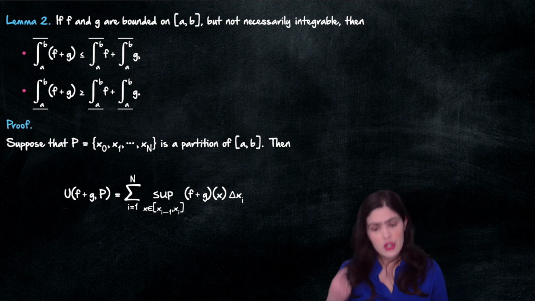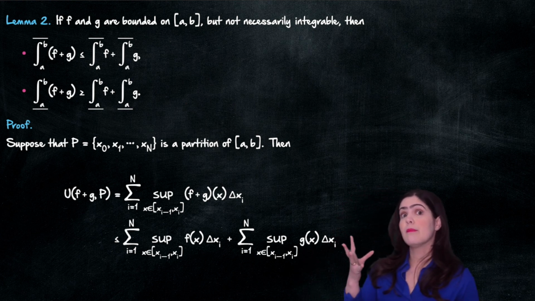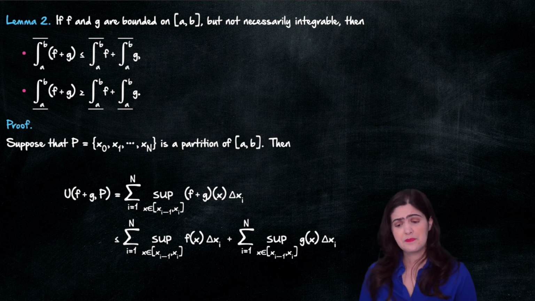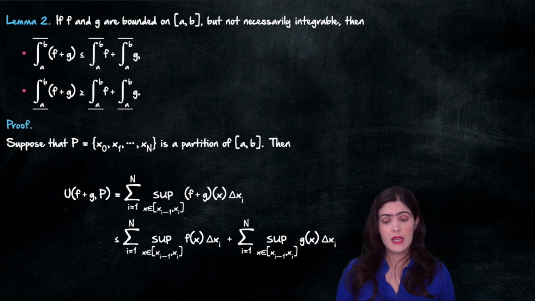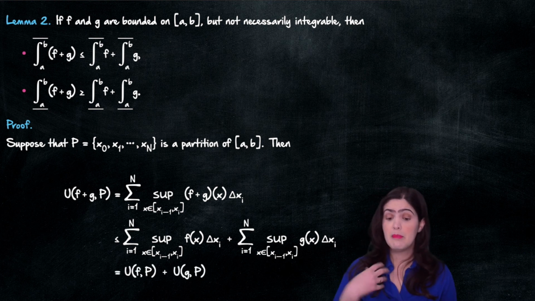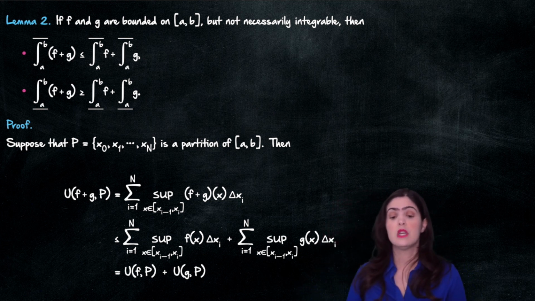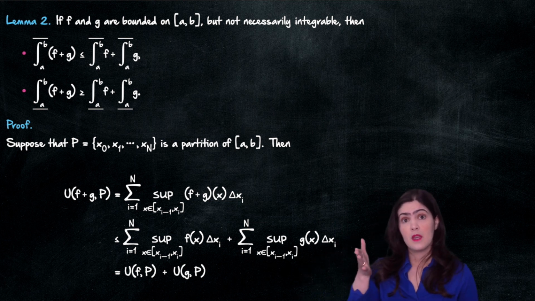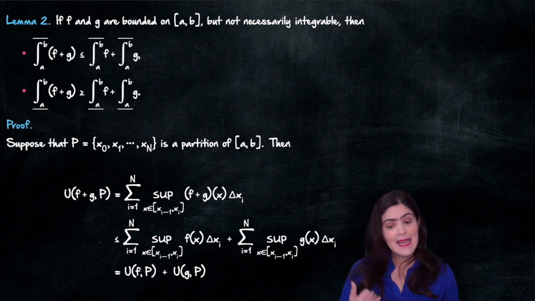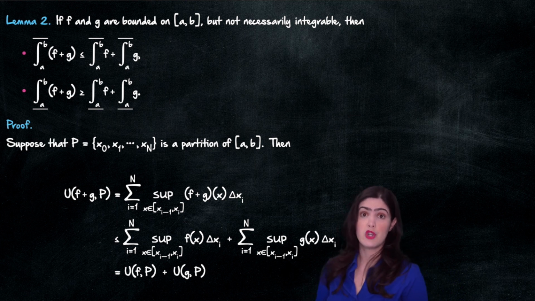Okay, but now we showed already that the supremum of the sum is less than or equal to the supremum of f plus the supremum of g. So that's what we're going to be using here. Okay, but now if you look at it, the first term here is just what? Well, it is the P upper sum for f, and the second term is the P upper sum for g. So we have that the P upper sum for f plus g is less than or equal to the P upper sum for f plus the P upper sum for g.